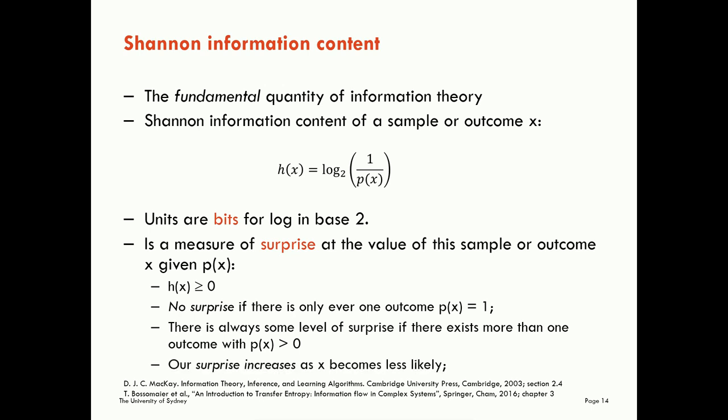What is important also is that our surprise increases as x becomes less likely. So in that example, we may have a very skewed probability that it's highly likely a woman walks through the door, say a 0.99 probability, and only a 0.01 probability that a man walks through the door. For that realization of a man walking through the door, I am very, very surprised when that happens. And my level of surprise increases as that outcome becomes less and less likely. The less likely an outcome is, the more it surprises me.